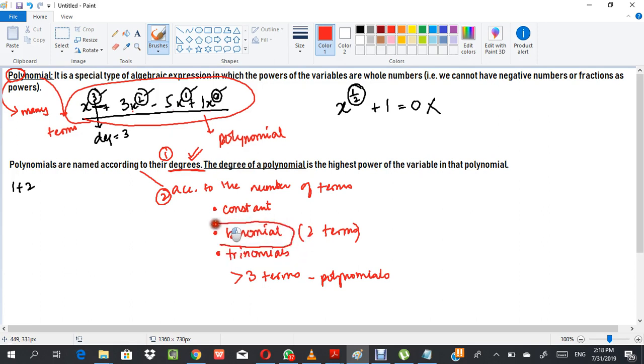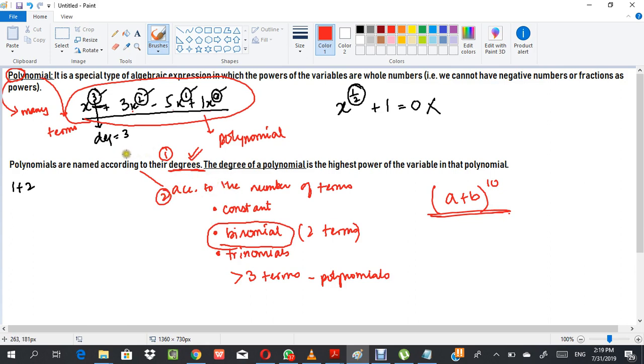Binomial is particularly important because in your curriculum you will also come across something called the binomial theorem, which deals with the expansion of binomials, that is a polynomial with two terms, when powers are applied to it. For example, I have a binomial a plus b, and this has been given a power of, let's say, 10. So the binomial theorem is going to deal with the expansion of such polynomials. So binomial will be of importance. Apart from that, the second classification of polynomials is not really important.